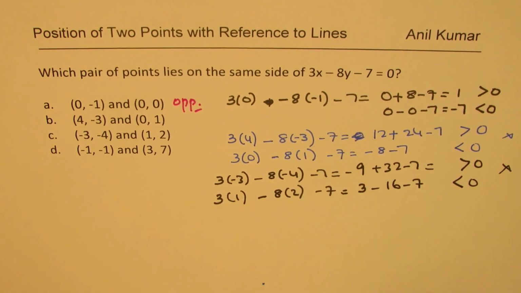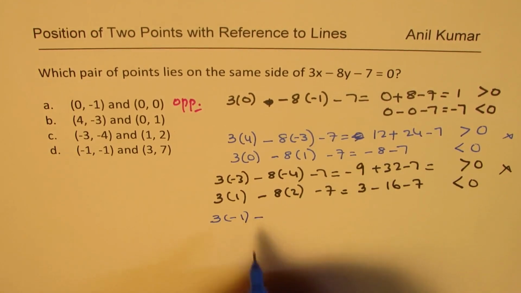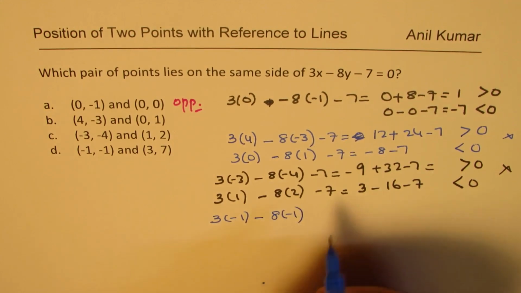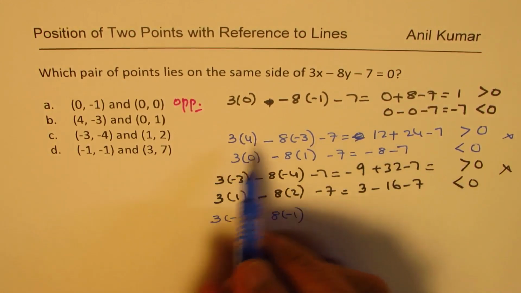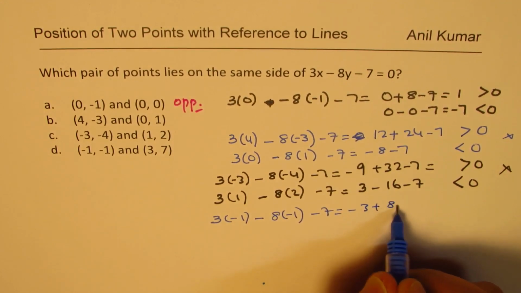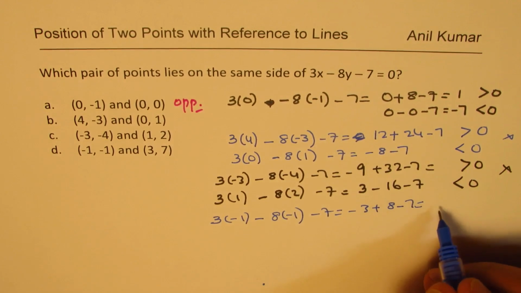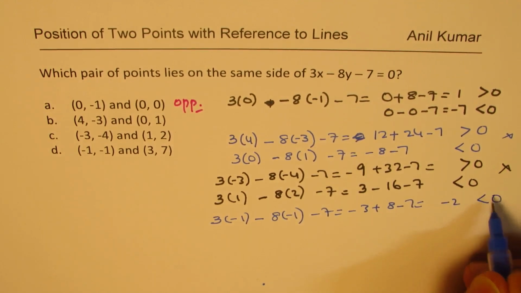Now let's check the last value, minus 1, minus 1. So 3 times minus 1 minus 8 times minus 1, and then we get minus 7, which is minus 3 plus 8 minus 7. So minus 10 plus 8, so this is minus 2, which is less than 0.